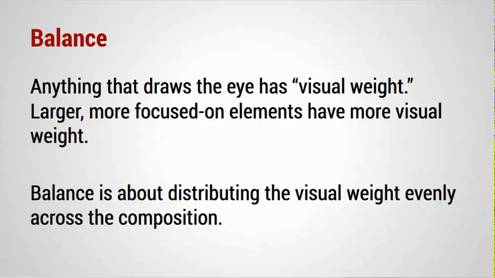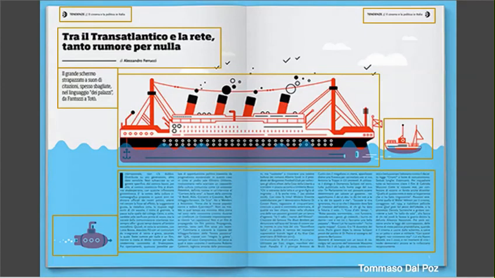Larger, more focused elements tend to have more visual weight. Balance is about distributing that weight evenly across the composition. Most people think balance is about making something completely symmetrical, but that is not true. You can have good balance in something that's not symmetrical.